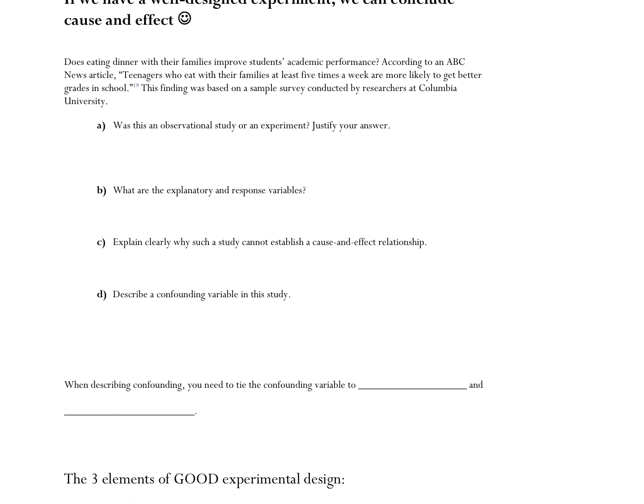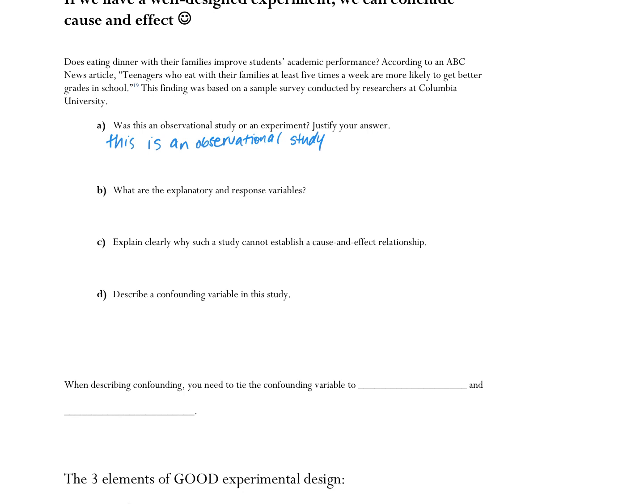What do you think, first and foremost, experiment or observational study? Why? Because they aren't really doing anything out of their way that isn't different to their normal routine. So I'm going to say this is an observational study. And what's the explanatory variable here? Getting grades. Right. That's the response variable, academic achievement, okay? The explanatory variable is whether or not people eat dinner with their families regularly. Are you guys with me here?